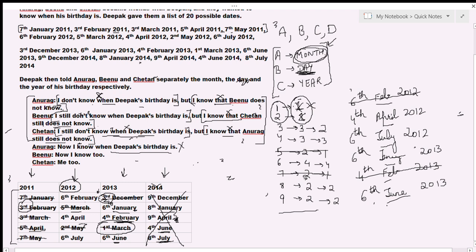Binu: Now I know too. Binu knows the day. If Binu knows the day, any day or date which is repeated more than once cannot be the case. Otherwise, Binu would not have known. So 4 is written only once. 6th is written thrice. Eliminate all these 6's. So Binu now knows, and so does Chetan. So the correct answer is 4th April 2012.